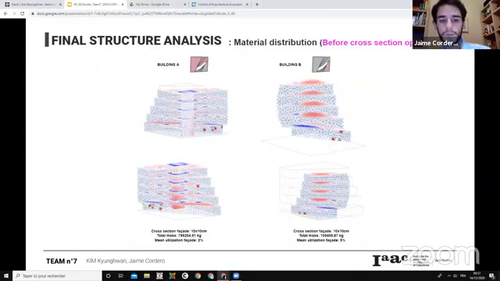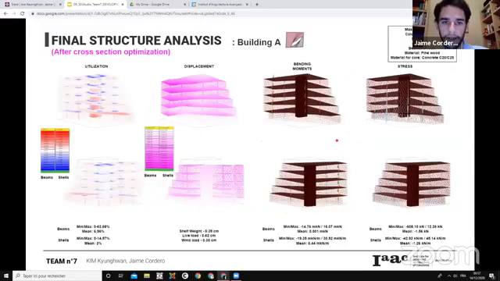After these studies, we saw that we had a very disproportional material distribution on the facade, as you can see, with some elements which weren't used at all and others which were under high stress. So we decided to optimize the cross-section of the triangular facade grid depending on the utilization and the stress. And we have beams that go from 5 to 15 centimeters.